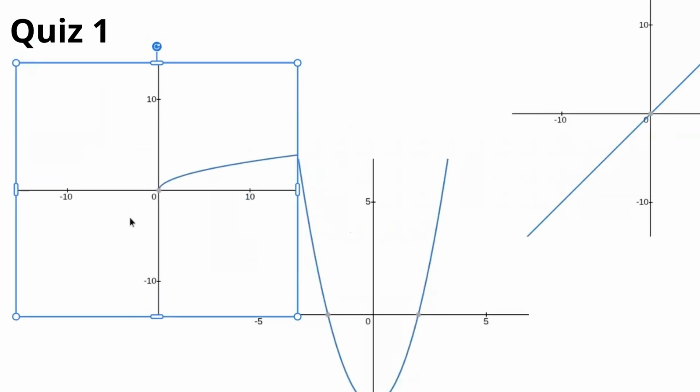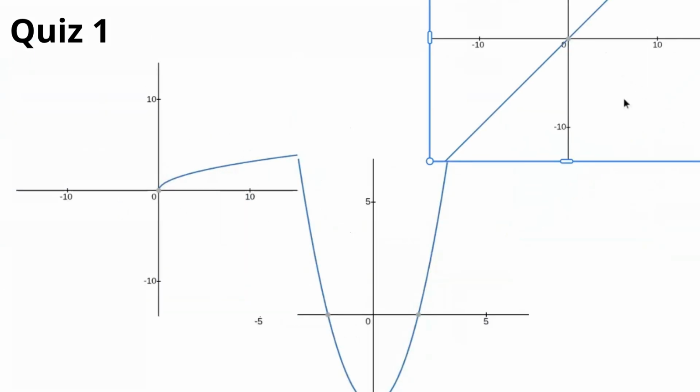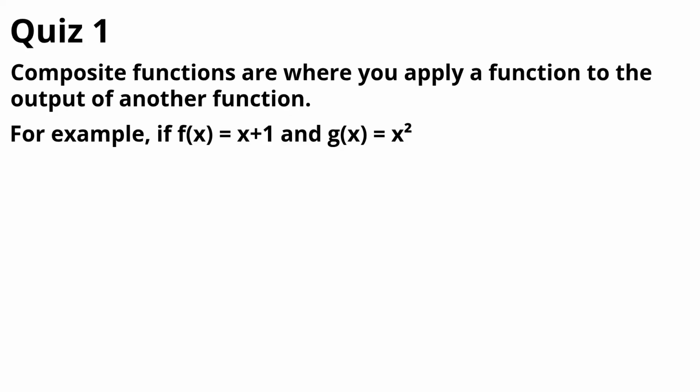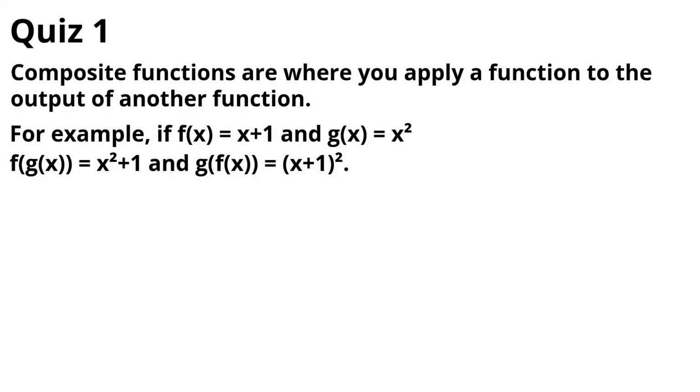Piecewise functions are split up into different pieces, where each piece is another function. Composite functions are where you apply a function to the output of another function. For example, if f of x equals x plus 1 and g of x equals x squared, f of g of x equals x squared plus 1, and g of f of x equals x plus 1 squared.